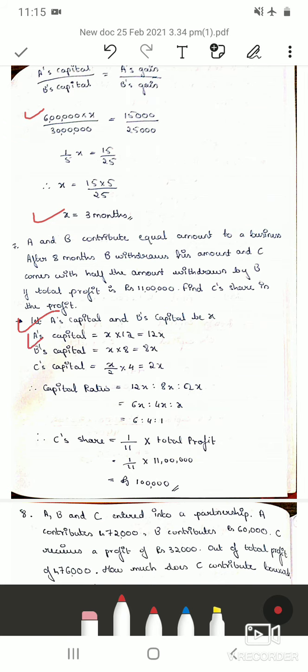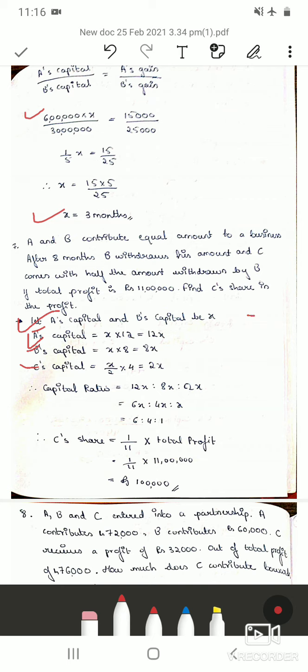And then they have given after 8 months B withdraws his amount. Therefore, B's capital will be 8x and A stays in the business for one whole year. Therefore, A's capital will be 12x. And then they have given when B withdraws after 8 months, C comes with half the amount withdrawn by B. So C's capital will be x by 2.